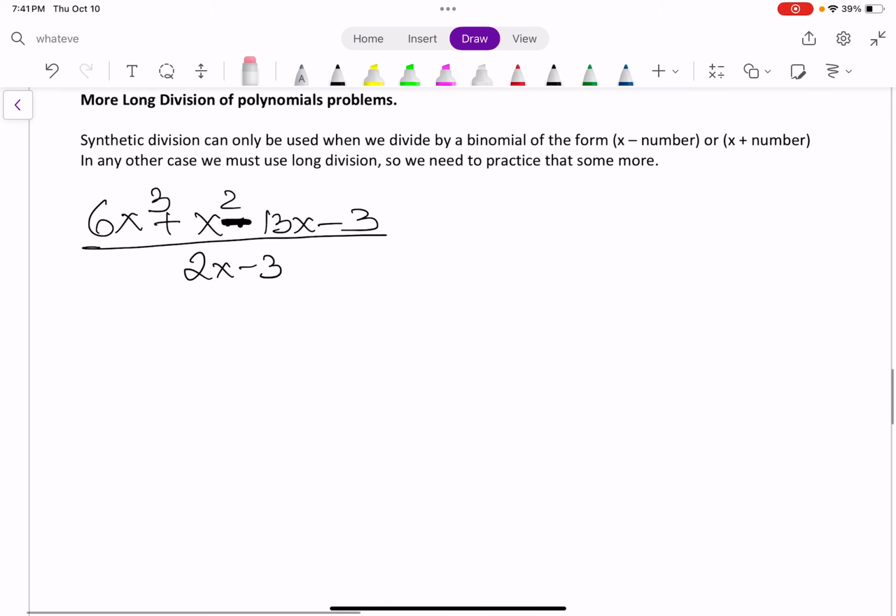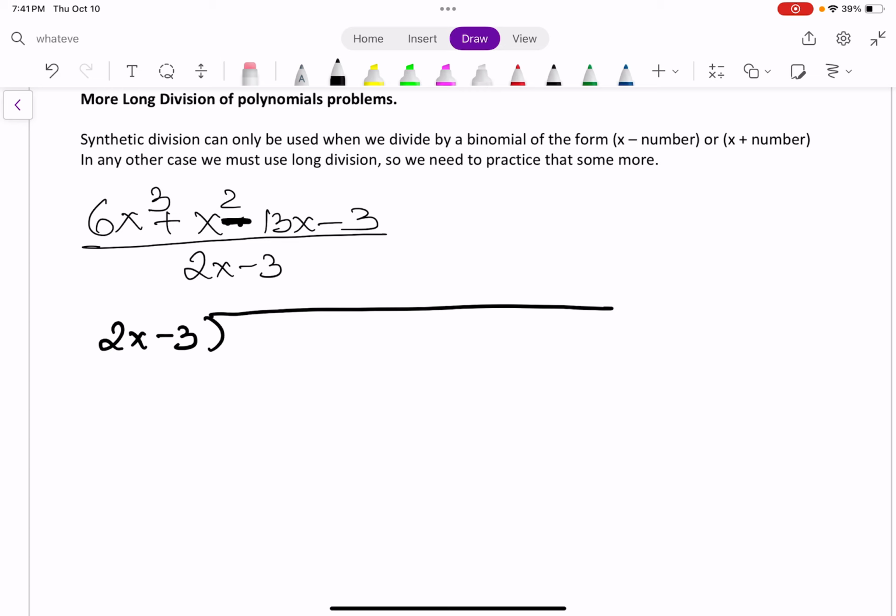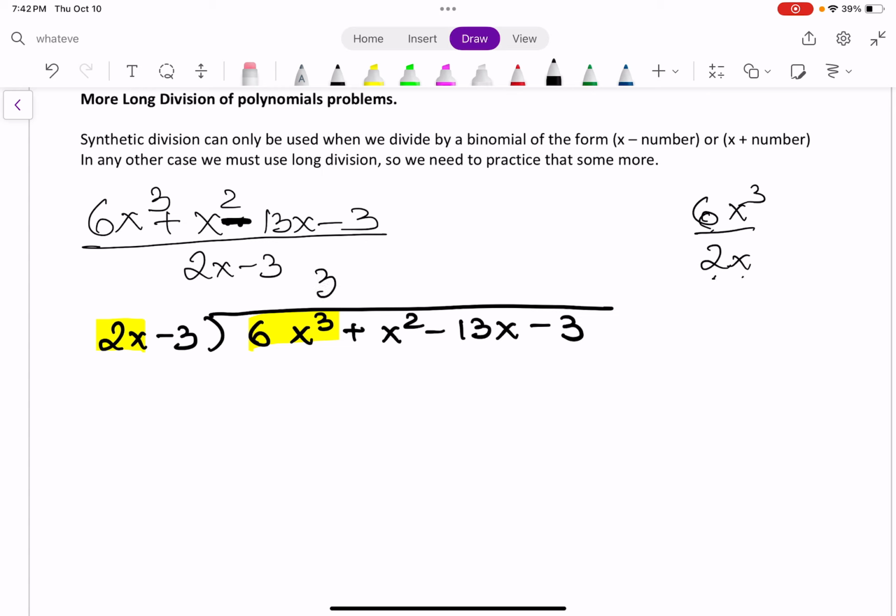Okay, so I'm going to write the 2x minus 3 at the front, dividing into 6x cubed plus x squared minus 13x and minus 3. So again, remember, when you start the division, you're looking at the first terms only. So how many times does 2x go into 6x cubed? Well, 2 goes into 6 3 times, and to go from x to x cubed, we need an x squared.